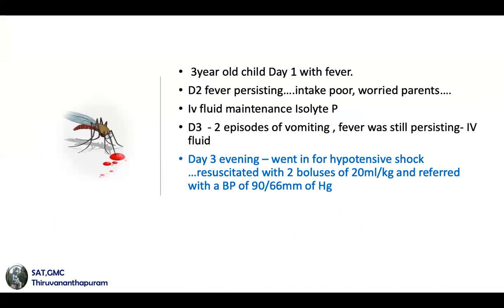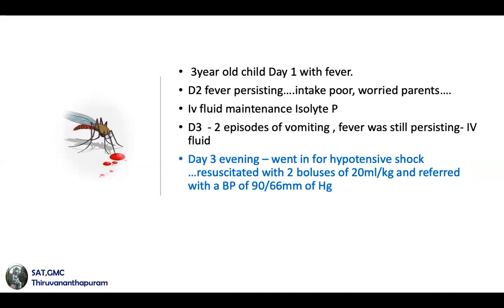Now moving to the third case. This is a child, 3-year-old, who's presented on day 1 with fever. On that day itself, they have checked the blood, and NS1 is positive, the time of the dengue outbreak. And so they have prescribed some symptomatic management and sent back. And again, the next day, the child is brought because the parents are very much worried, because they know that the child is having dengue and intake is poor.